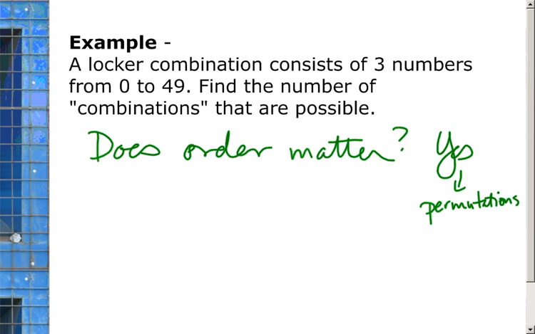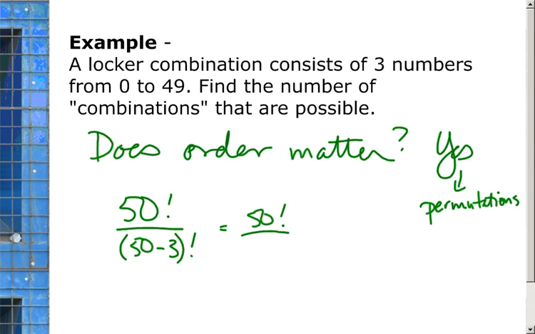So in this case, how many numbers do you have for the group? You have 50 choices because you have to include 0. 1 through 49 is 49 numbers plus 0 is 50. So you've got 50 factorial, and it's not going to be 3 factorial, it's going to be 50 minus 3 factorial. So it's going to be 50 factorial over 47 factorial. Or, actually, let's do this. It's permutation of 50 choose 3.